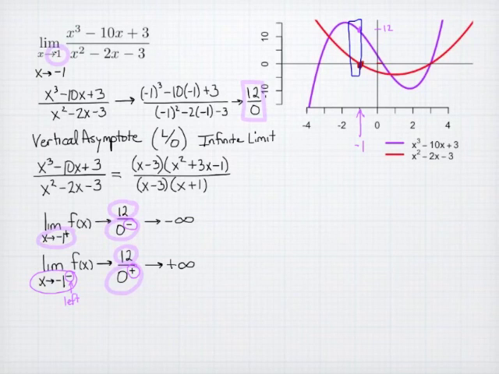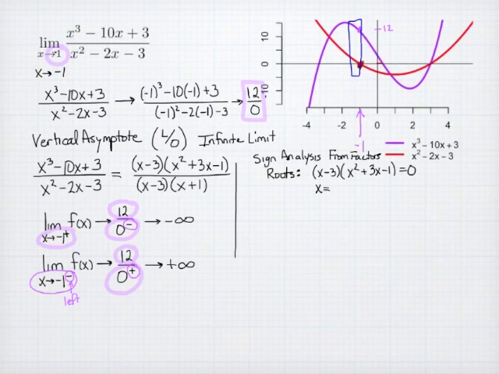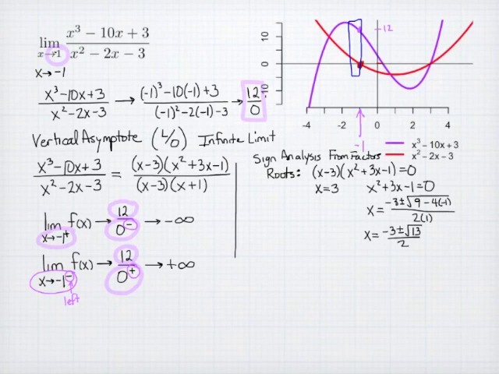So what do you do if you don't have a graph? Well, that's why we factor. Factoring allows us to do sign analysis. To do sign analysis, we need to find the roots, which we find by setting the numerator equal to 0. We get either x equals 3 or this quadratic x squared plus 3x minus 1 equals 0. We solve the second by using the quadratic formula. When we simplify that, we get x equals -3 plus or minus the square root of 13 all over 2.